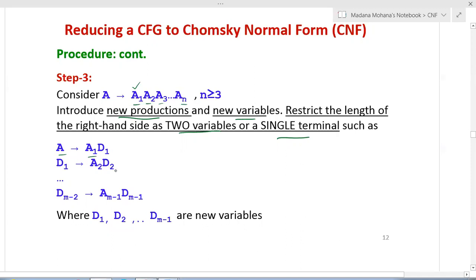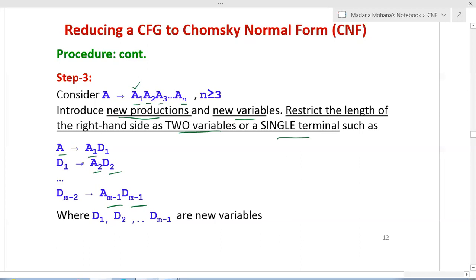Again, D1 can also be split by introducing another new variable and new productions. D1 takes the first leftmost variable A2, then A3 and so on AN, which you can assume as another new variable D2, and so on. Then D2 derives A3, then A4 and so on AN. Like that the split will be continued. Finally, Dm minus 2 derives Am minus 1, Dm minus 1. Like that we have to split.